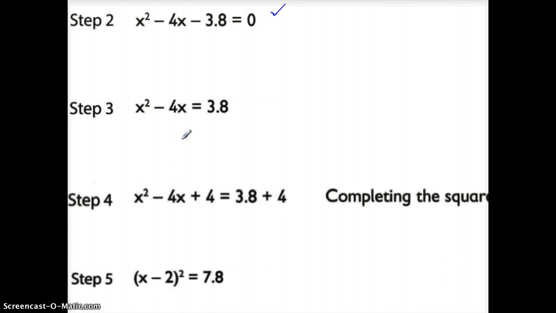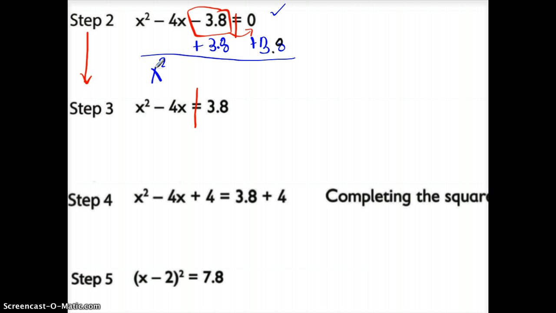Okay. Now I go from step 2 to step 3. Now this one's a little bit simpler, from 2 to 3. The only thing that changes is I have negative 3.8 over here, and it moves to the other side. It's no longer on the left side of the equation. It's on the right side. So that looks like additive inverse. So plus 3.8 to one side and plus 3.8 to the other. Combine those and we'll have x squared minus 4x equals 3.8.